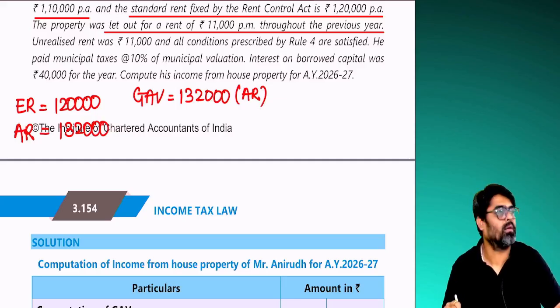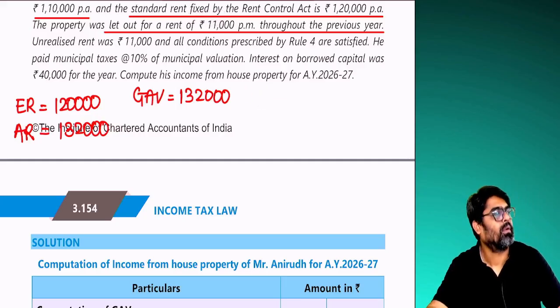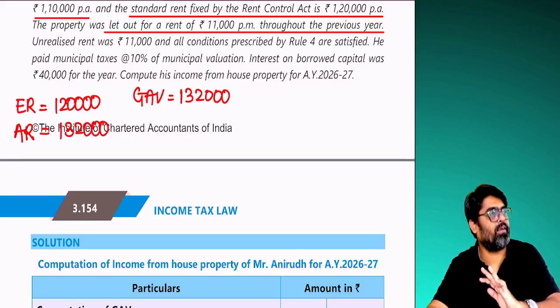Done, sir? Now pay attention. From this GAV, if some unrealized rent is there, we can reduce it from here.